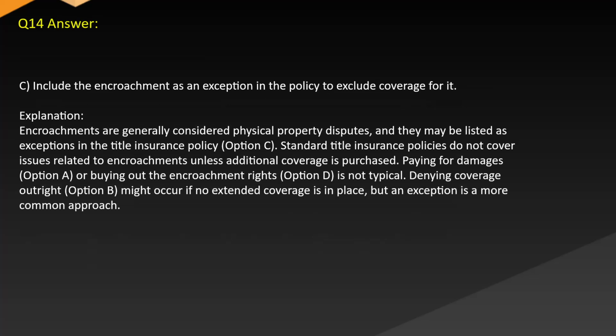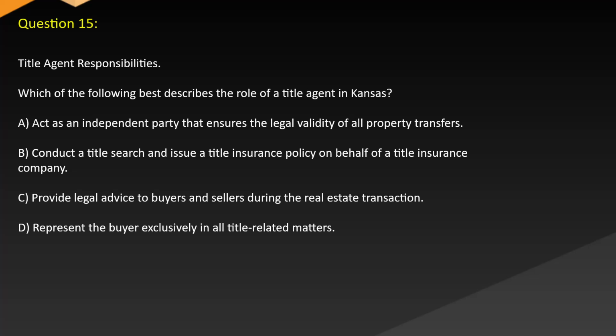Answer: C. Include the encroachment as an exception in the policy to exclude coverage for it. Explanation: Encroachments are generally considered physical property disputes, and they may be listed as exceptions in the title insurance policy. Option C. Standard title insurance policies do not cover issues related to encroachments unless additional coverage is purchased. Paying for damages, option A, or buying out the encroachment rights, option D, is not typical. Denying coverage outright, option B, might occur if no extended coverage is in place, but an exception is a more common approach.